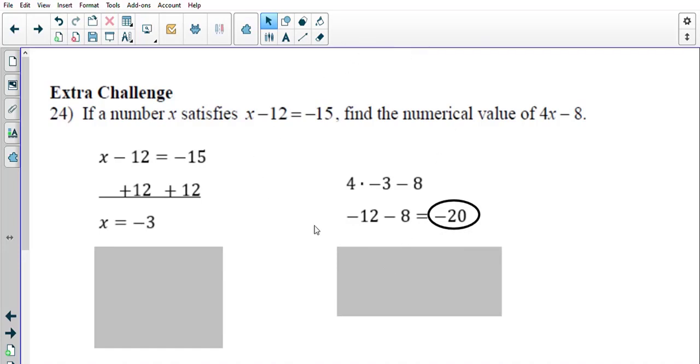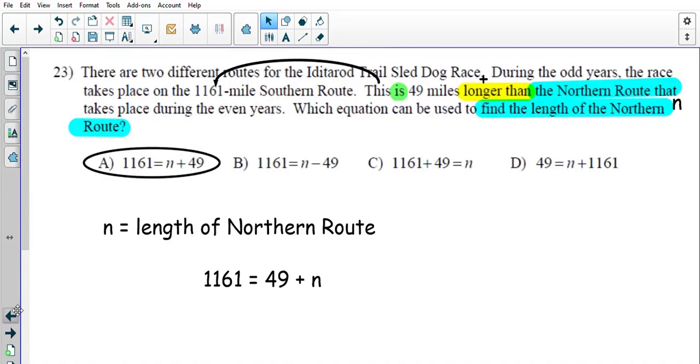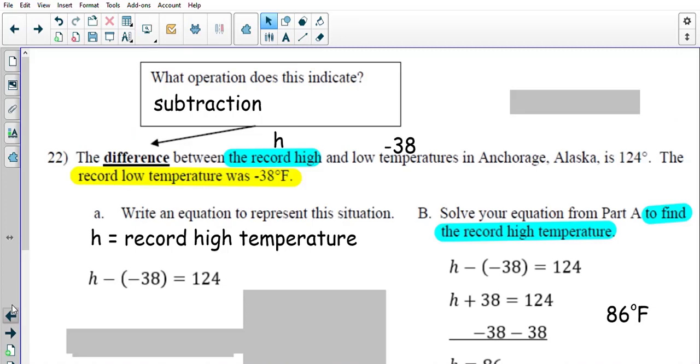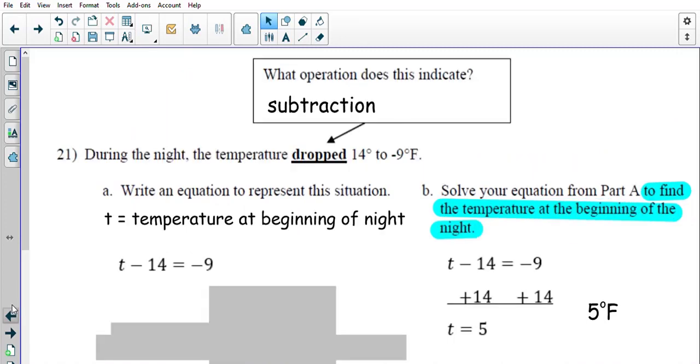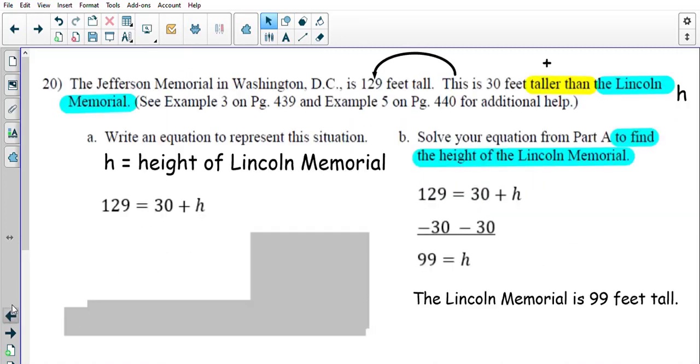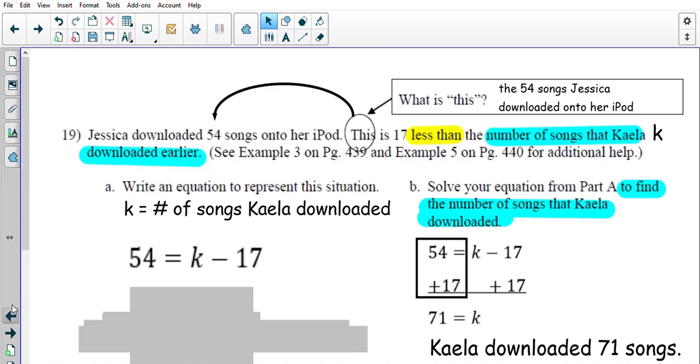You will not see a question like this on a quiz or a test. However, you will see questions like 23, 22, 21. 21 and 22 go together. But 23, 20, and 19 also go together. They're similar types of problems where we say that this is something compared to your unknown. So make sure you look through those.